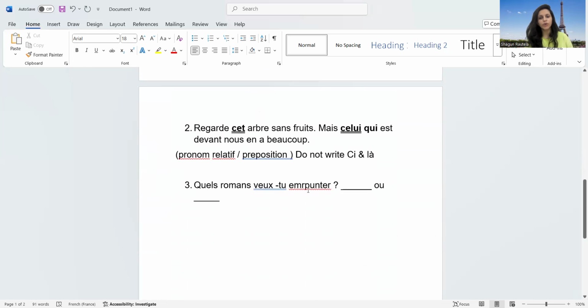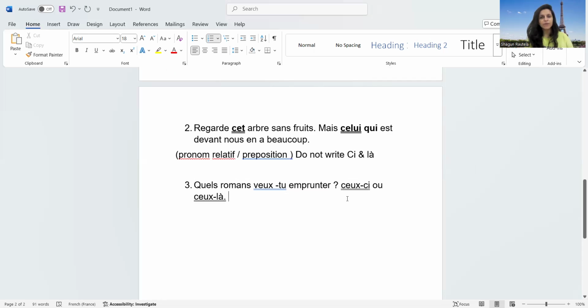Okay, I'm going to write both the directions. Which novels do you want to borrow? Emprunter is borrow. So now novels is masculine plural. So both of them will be like this: ceux-ci, ceux-là. Okay. So those ones here or those ones there. It's here and there. When we compare, which novels you want? Those ones, these ones here or those ones there? Okay, so here and there. That is why we write ci and là. So that's the third important rule.